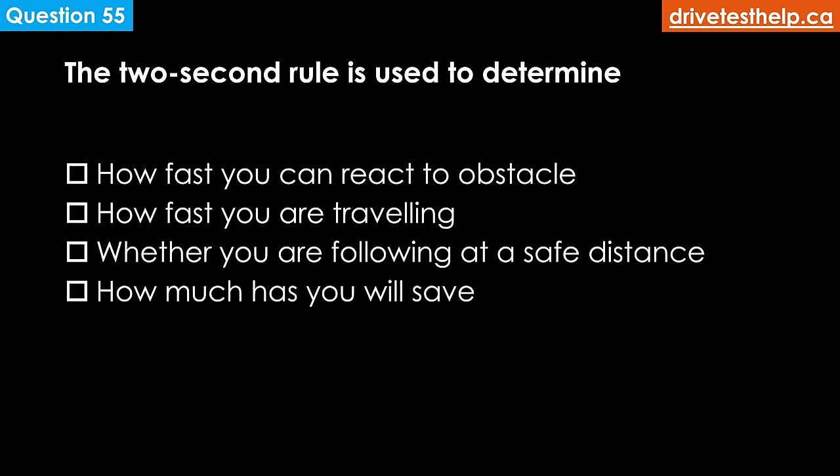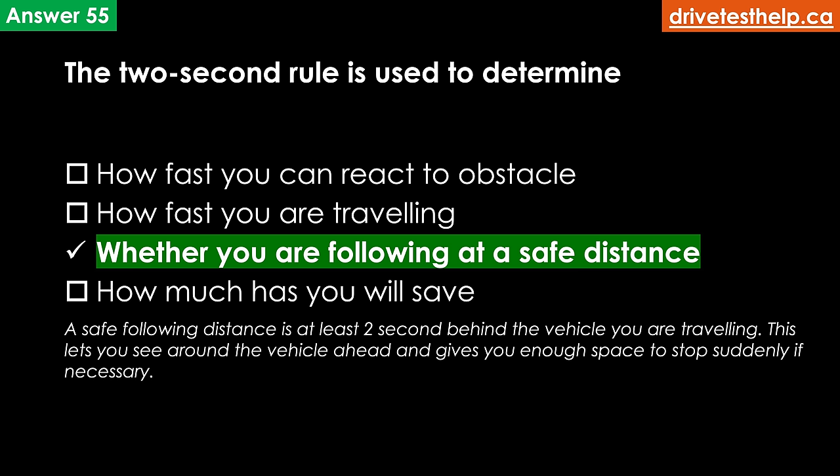The 2-second rule is used to determine how fast you can react to obstacles, how fast you are traveling, whether you are following at a safe distance, how much gas you will save. The correct answer: whether you are following at a safe distance. A safe following distance is at least 2 seconds behind the vehicle you are following. This lets you see around the vehicle ahead and gives you enough space to stop suddenly if necessary.